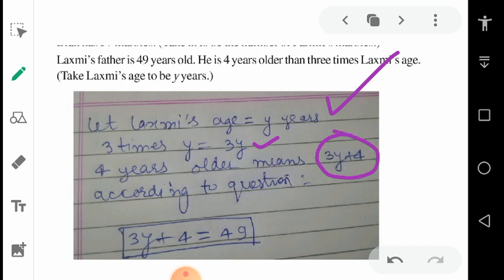It is not a constant value, but it is given that Lakshmi's father is 49 years old, which means the value here inside the circle is 49. This value is 49 actually. So we will make a relation between a variable and constants, and we write 3y plus 4 equals 49. Okay, in this way we make the equations. As this topic is about making the equations, we will not solve this. I am going to tell you just how to make equations by considering the variables, constants, and the conditions given in the question.